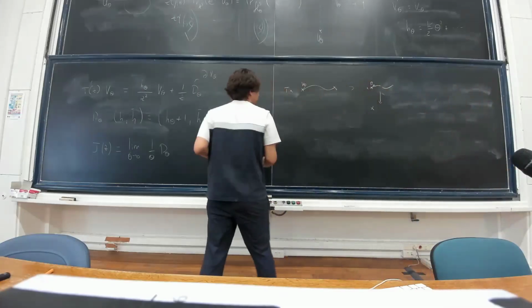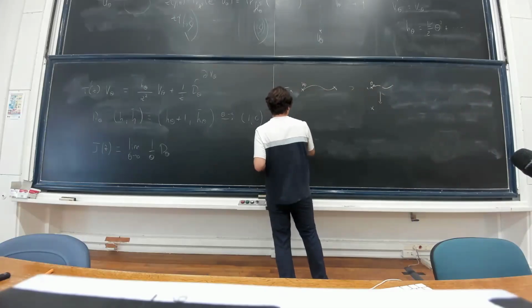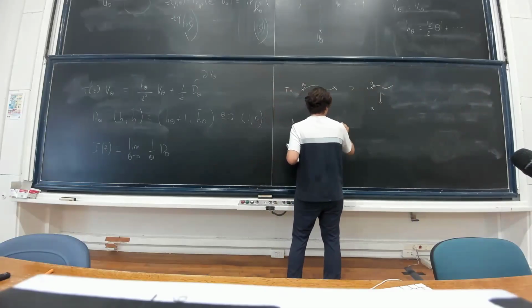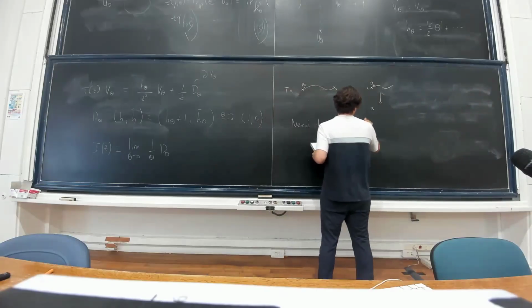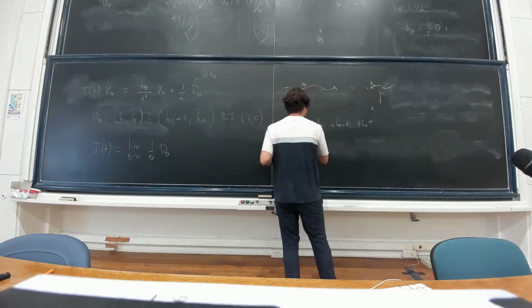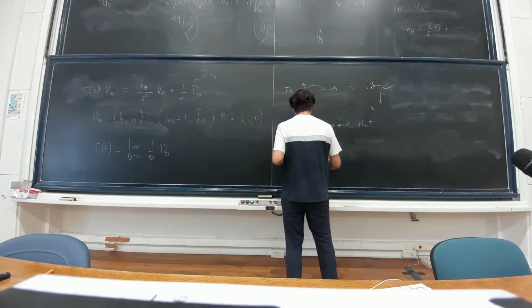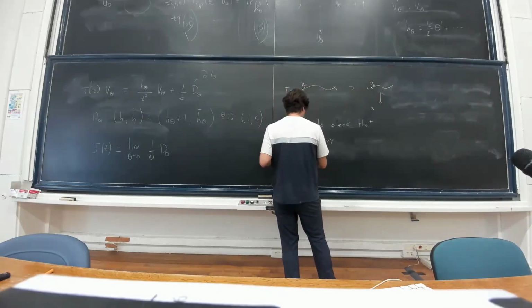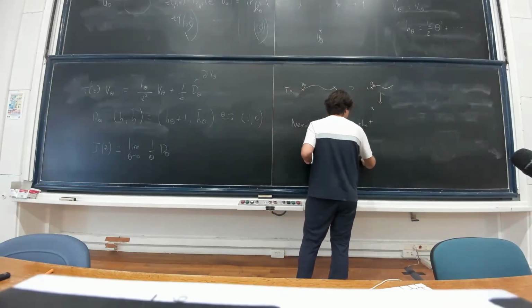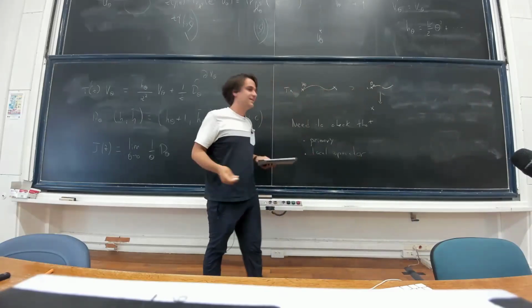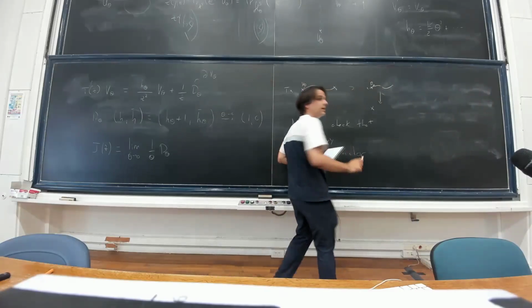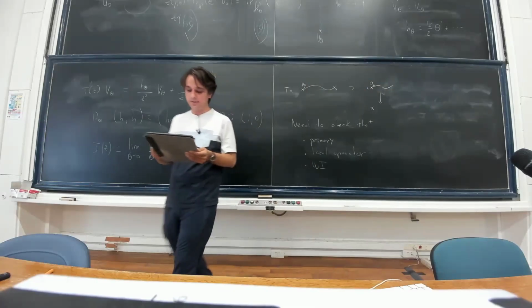Okay, so to make sure, we need to check that it's a primary, that it's actually a well-defined local operator. In particular, the limit is non-trivial, and that it satisfies the correct Ward identities.